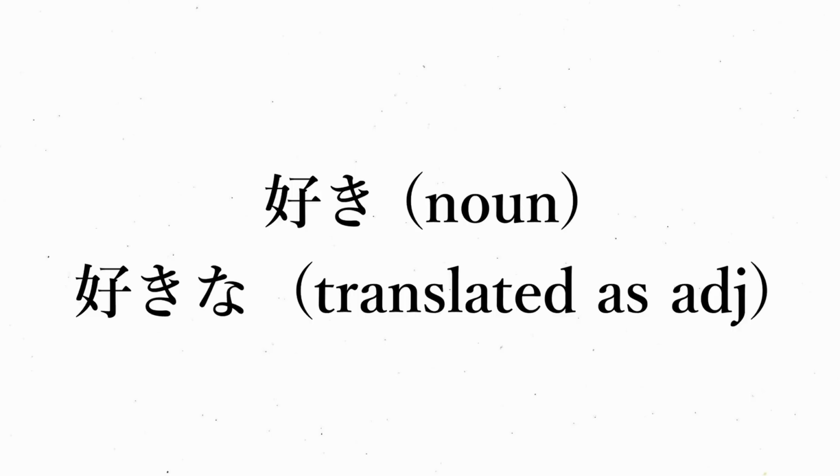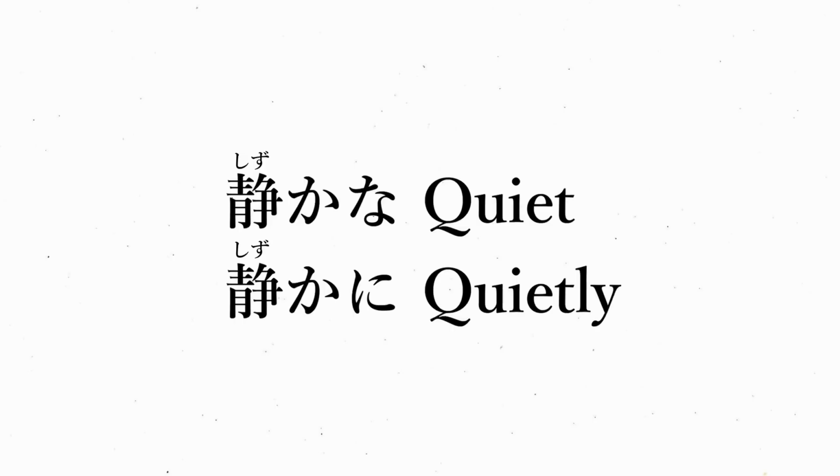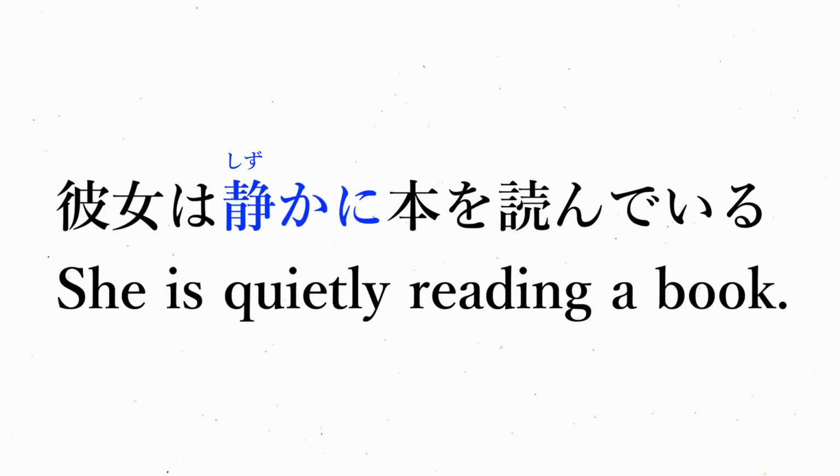The reason why nouns that sort of act and roughly translate to adjectives in English are called na adjectives is because they use the na construction, which I'll talk about later in this video. But if you put ni with a na adjective, it turns it into an adverb. Shizuka na means quiet, but shizuka ni means quietly. 彼女は静かに本を読んでる. She is quietly reading a book.